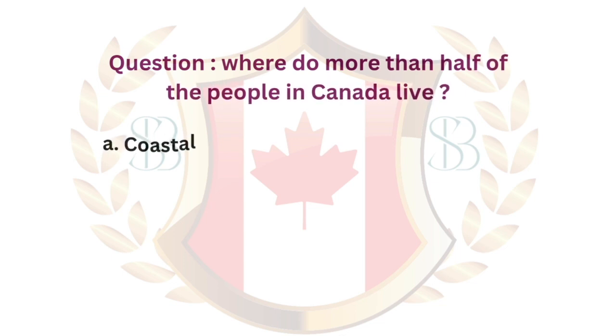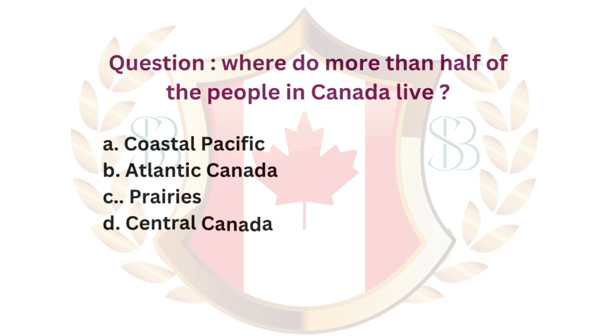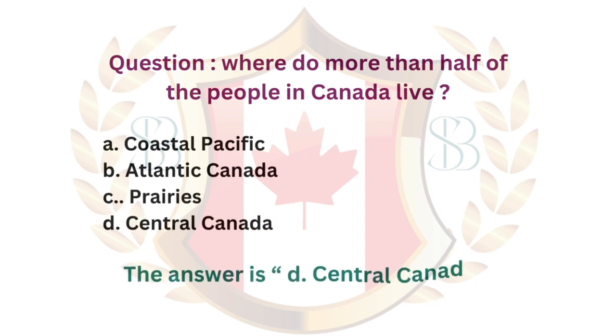Question. Where do more than half of the people in Canada live? A. Coastal Pacific. B. Atlantic Canada. C. Prairies. D. Central Canada. The answer is D. Central Canada.